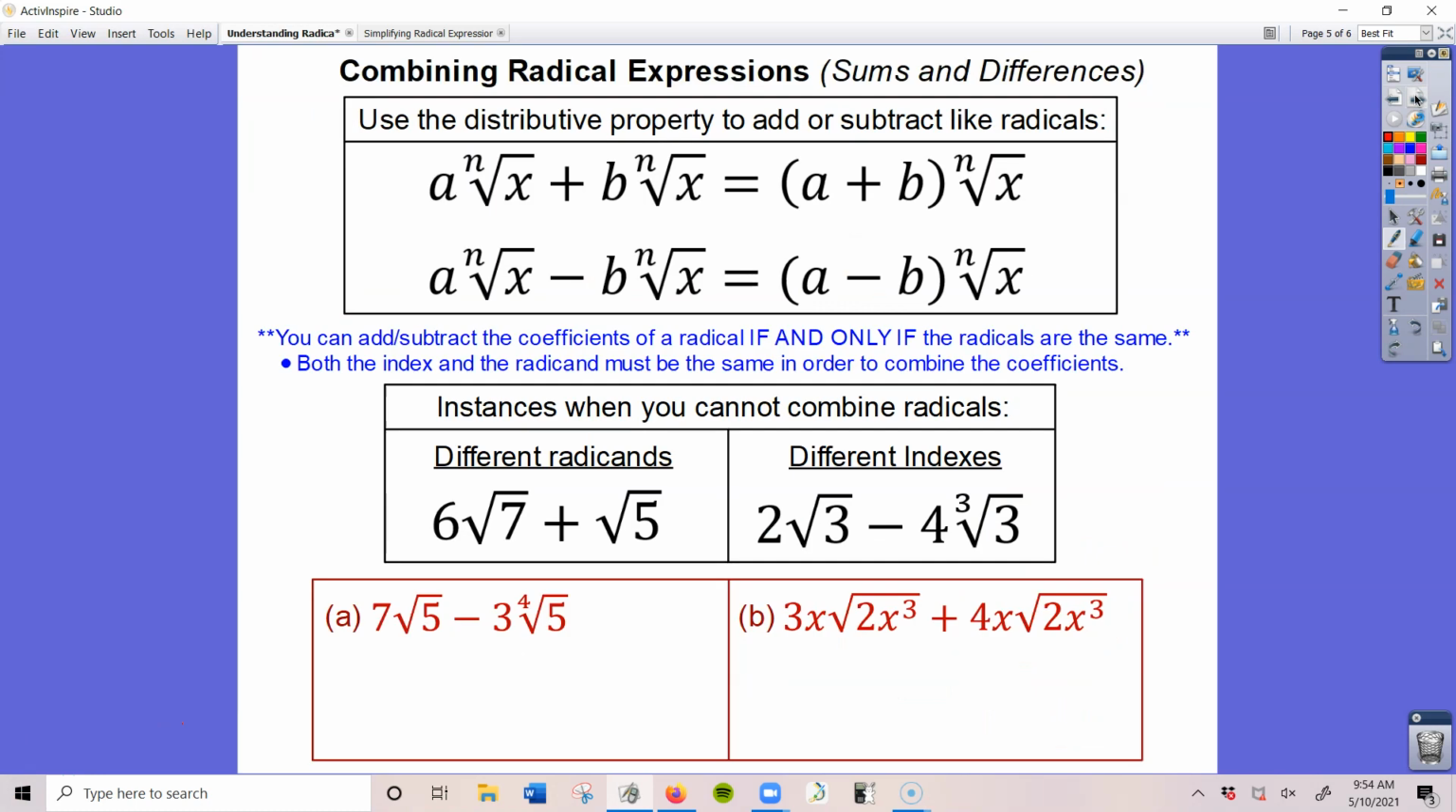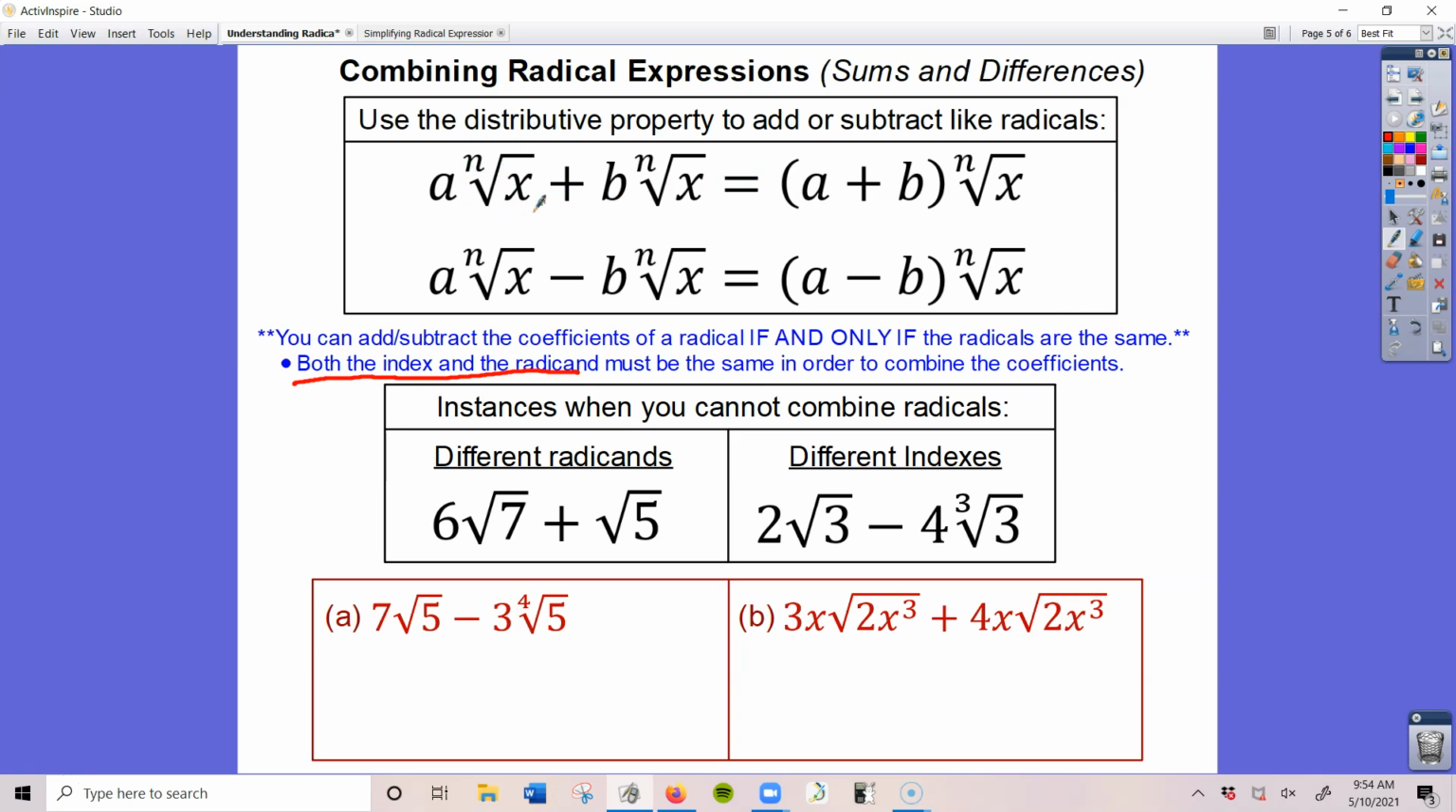The last thing that we're going to do in this lesson is how to combine radical expressions, but we're just going to look at adding and subtracting radicals. Now, just so you understand, in order to add or subtract radicals, you can only add them or subtract them if they have the same radicand, meaning the same thing inside of the radical, and the same index. So that's the one thing that you need to remember, which I have here in blue. Both the index and the radicand must be the same in order to combine the coefficients, because that's all we're going to do is combine these coefficients.